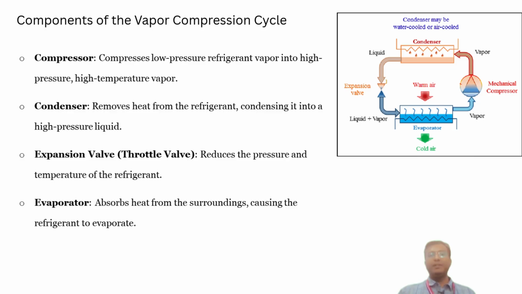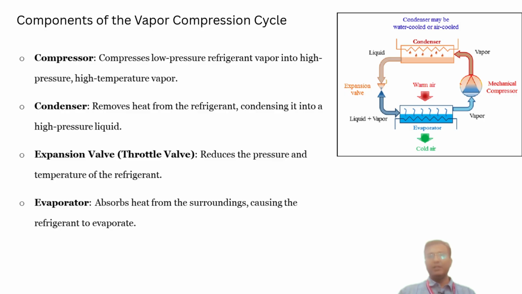Now let's meet the important components of the vapor compression refrigeration cycle. There are 4 main components. First, the compressor. This is the cycle's powerhouse, taking low pressure refrigerant vapor and compressing it into a high pressure, high temperature vapor. It's like squeezing a balloon to heat it up. The work goes in to boost the refrigerant's energy.